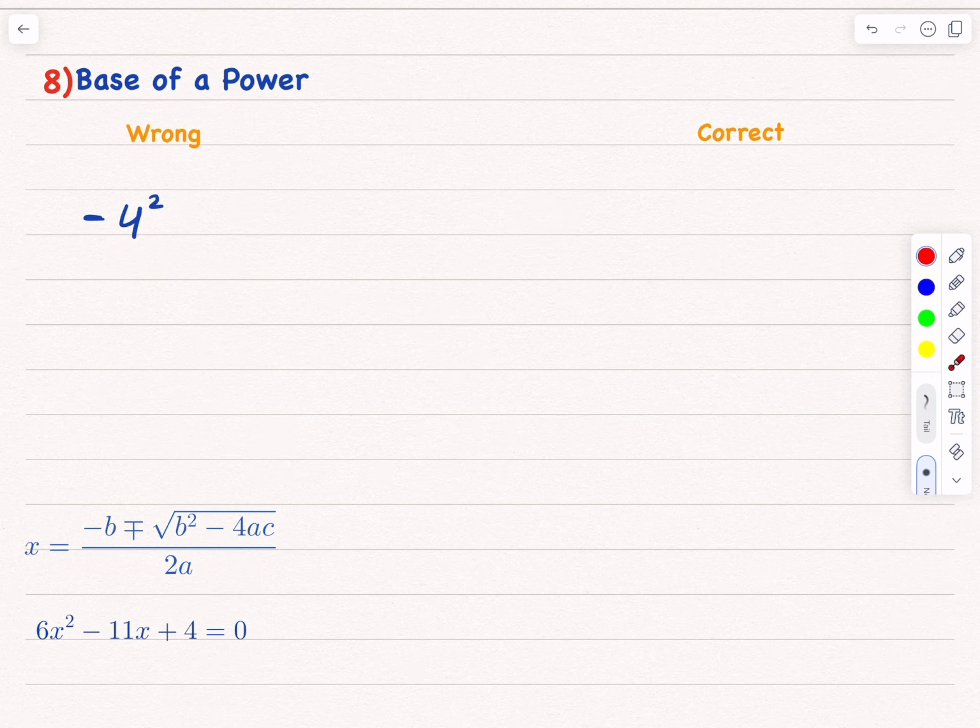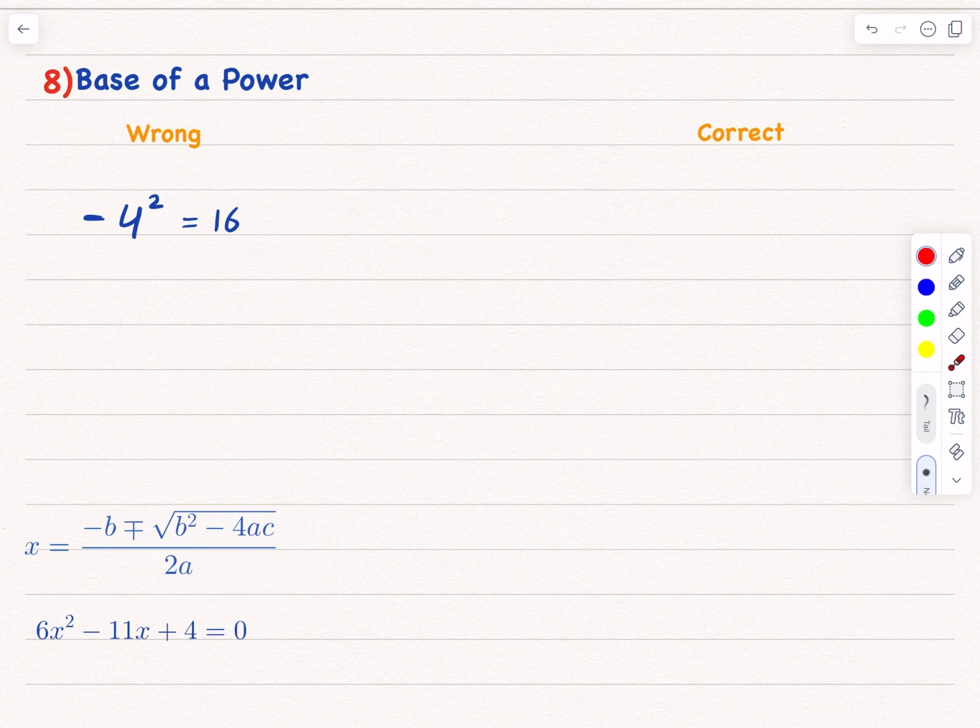Let's move on now to this very common mistake. Here we have negative 4 squared. Some students would say, I learned when we square a negative number it becomes positive. So negative 4 squared becomes positive 16. And of course this is wrong.